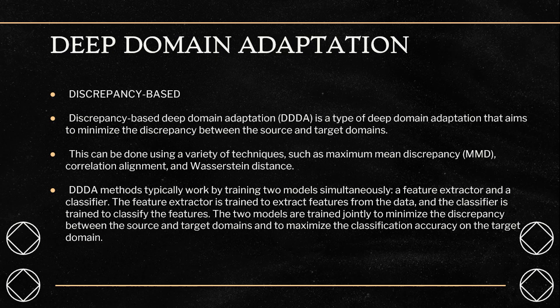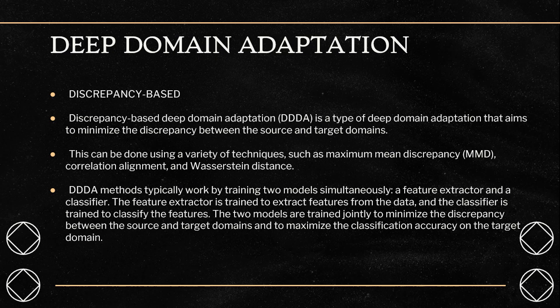As the name suggests, this tries to minimize the discrepancy between the source and target domains. It also uses similar parameters as we have seen earlier. The maximum mean discrepancy, the correlation alignment and Wasserstein distance are the parameters which are used to quantify the distribution difference.